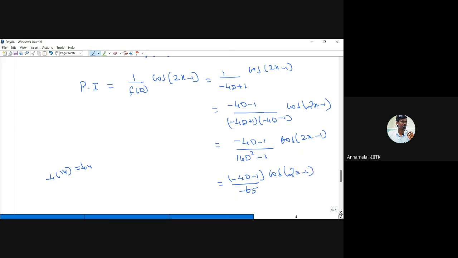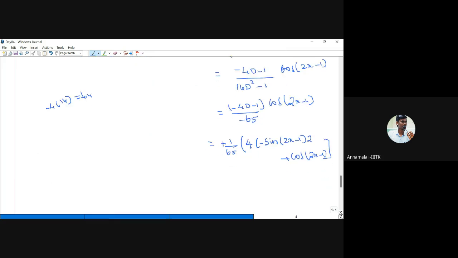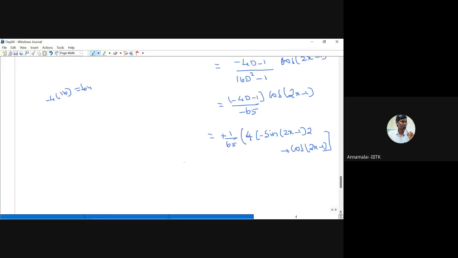Now we have to cancel this numerator D. So minus 1 by 16 is a constant. Even if you take the minus outside, minus minus becomes plus. Therefore 4 times the derivative of cos. What is the derivative of cos? It is minus sine of 2x minus 1. And if you differentiate 2x minus 1, you get 2, into cos of 2x minus 1. So totally we get 2 times 4, which is 8.